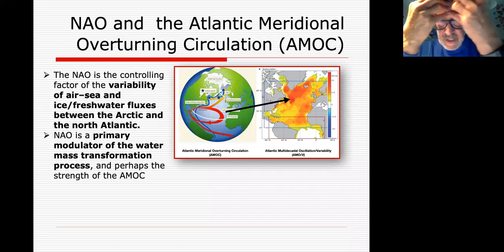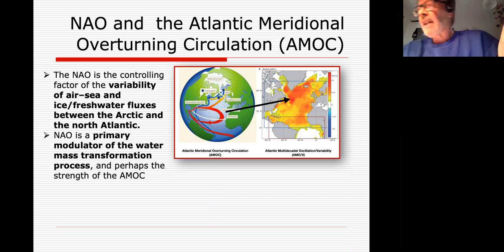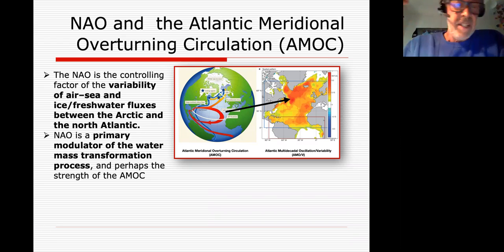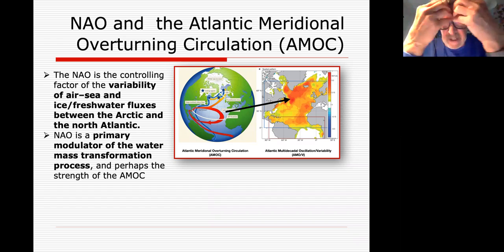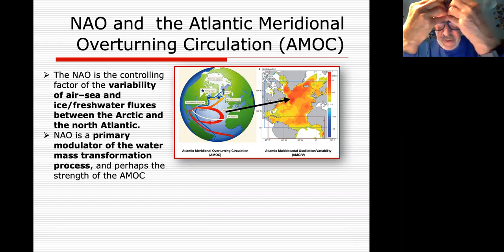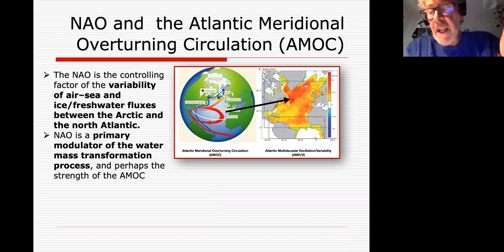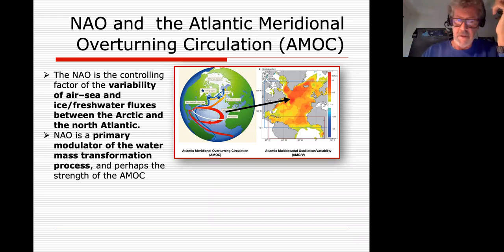And as we saw that AMO is quite strongly related to NAO, well, as a sort of transitive property, NAO is always invoked to explain the variability of the air, sea, and ice freshwater fluxes between Arctic and North Atlantic. So, and is a primary modulator of water mass transformation processes. Probably has also an impact on the strength of the AMOC.